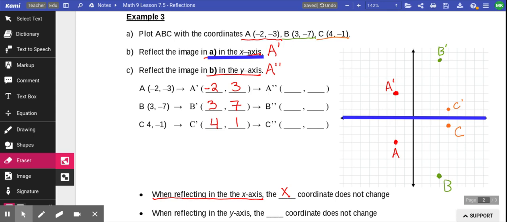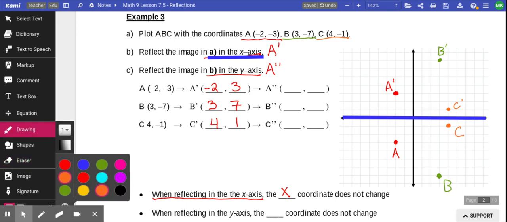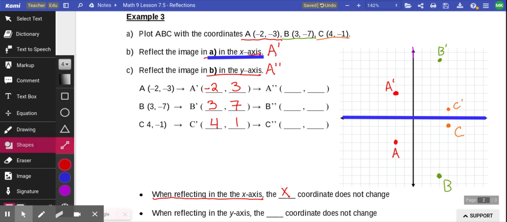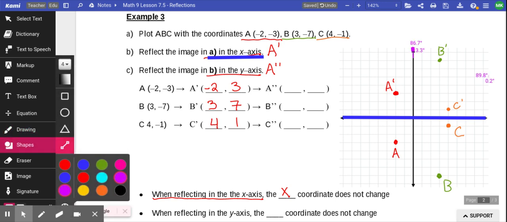Cool, let's try to reflect those things about the y-axis now. So to reflect about the y-axis, that means I want to flip it to the other side of this line right here.